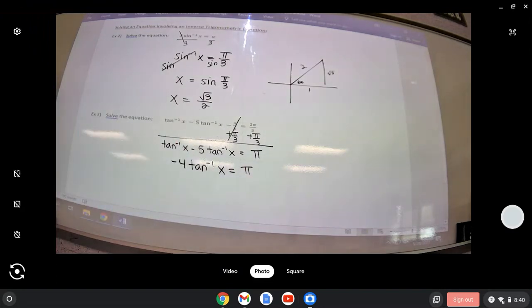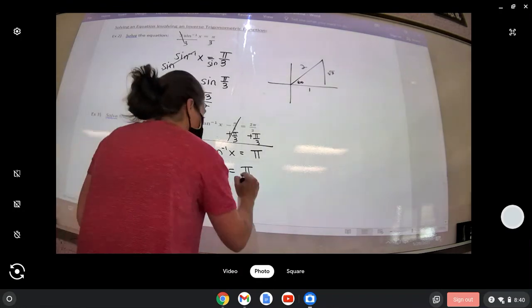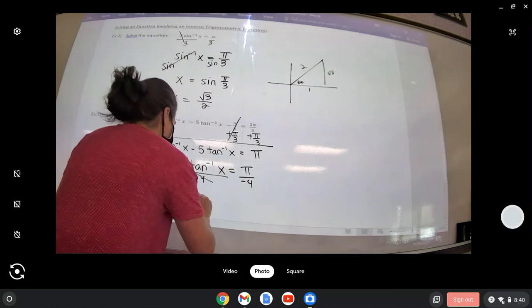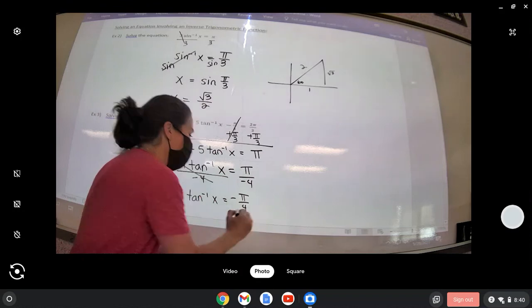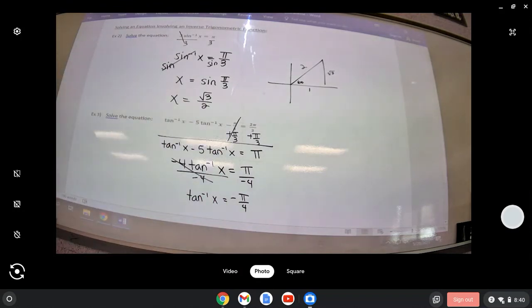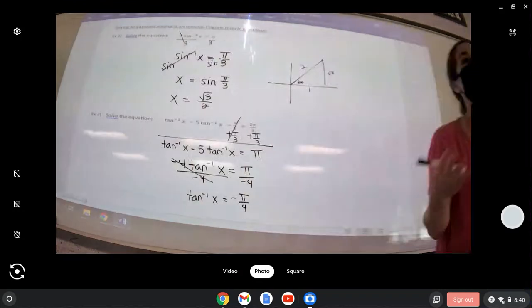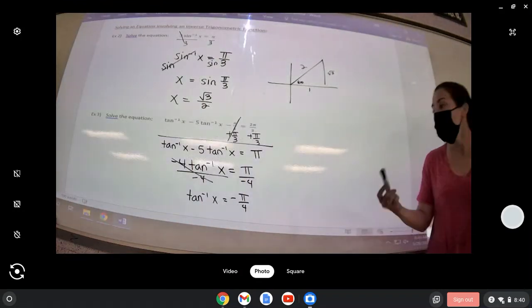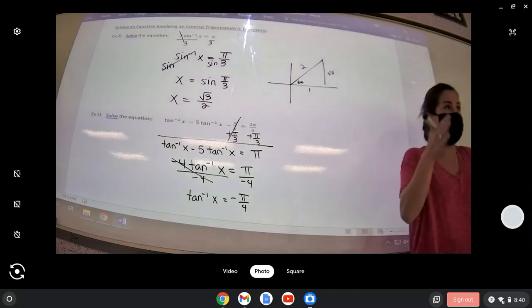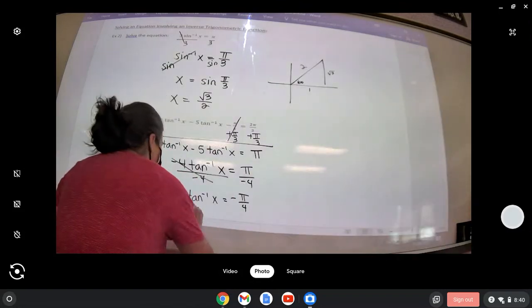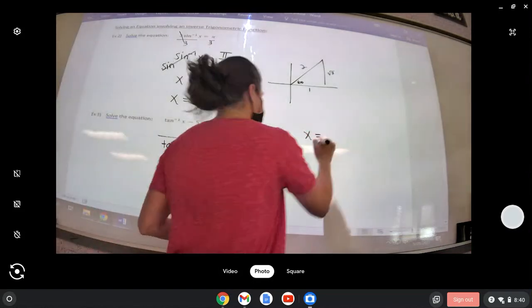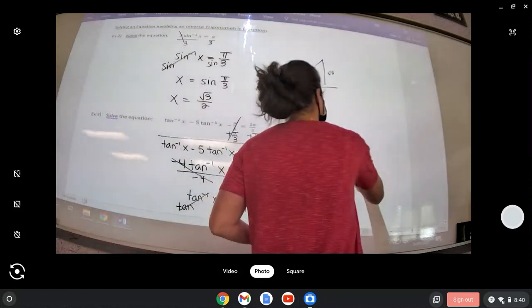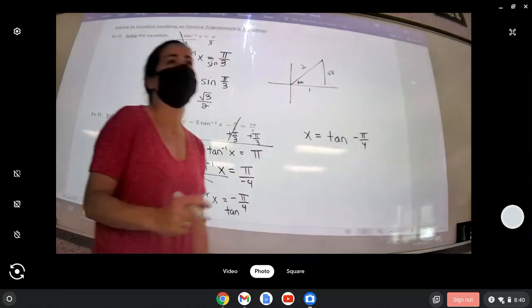All right, and again, we're going to keep going. Let's get this inverse tangent by itself. So let's divide both sides by -4. So now we have the inverse tangent of x is going to equal -pi over 4. So the inverse tangent of what ratio is going to get you an angle of -pi over 4? Well, guys, let's undo the inverse tangent. Let's tangent both sides. And my answer will be x equals whatever the tangent of -pi over 4 is.